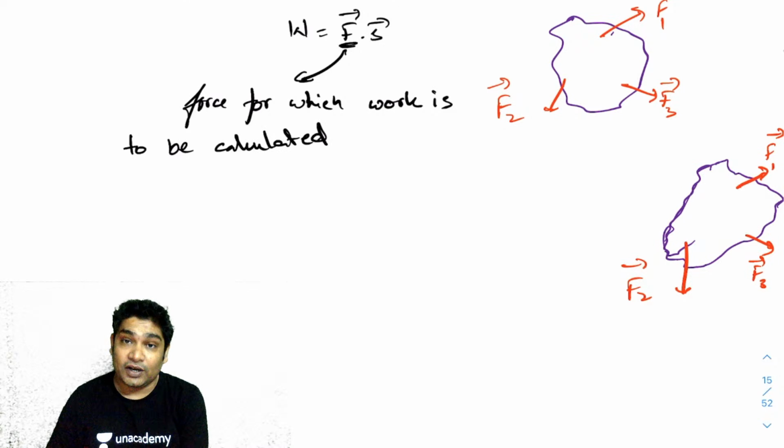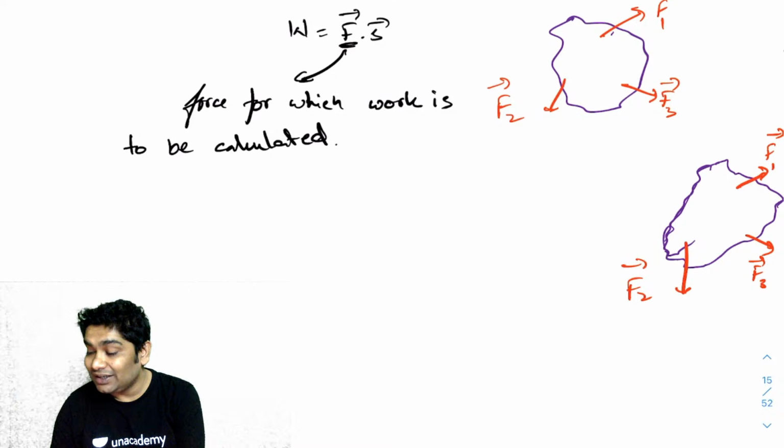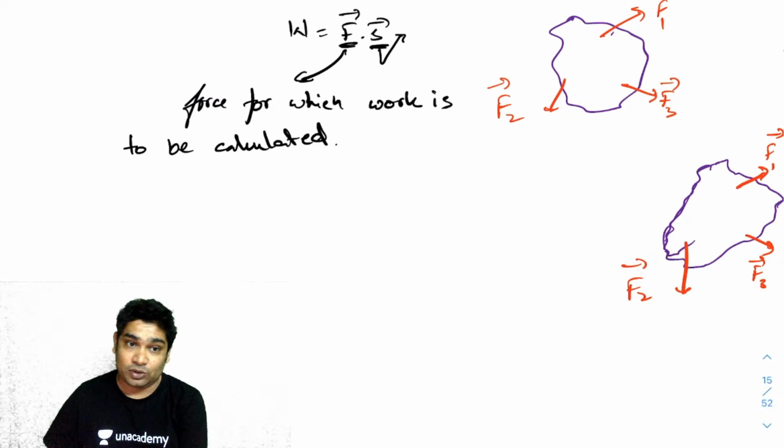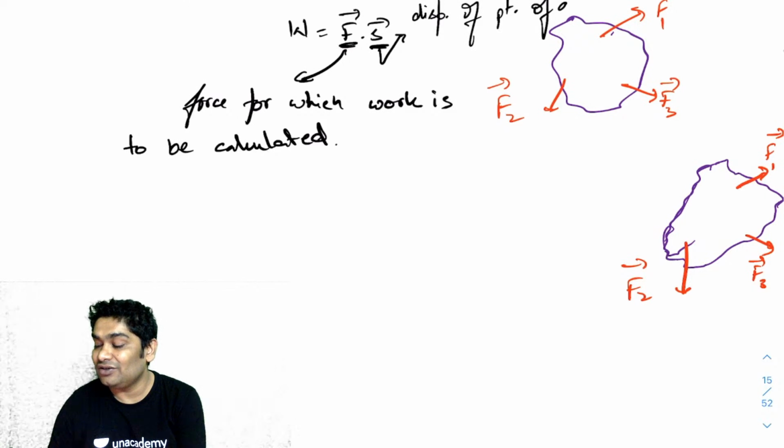Okay. So for instance, if you're talking about work done due to force F1, then you will put F as F1 vector. How about the displacement? The displacement, please note, is the displacement of point of application of that force. This is the displacement of point of application of that force for which you are trying to calculate the work.